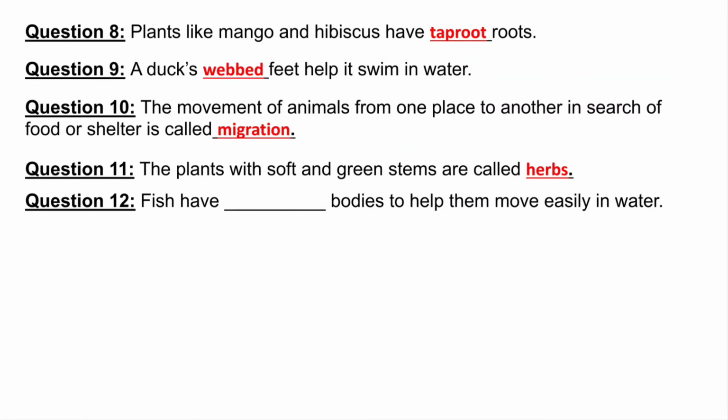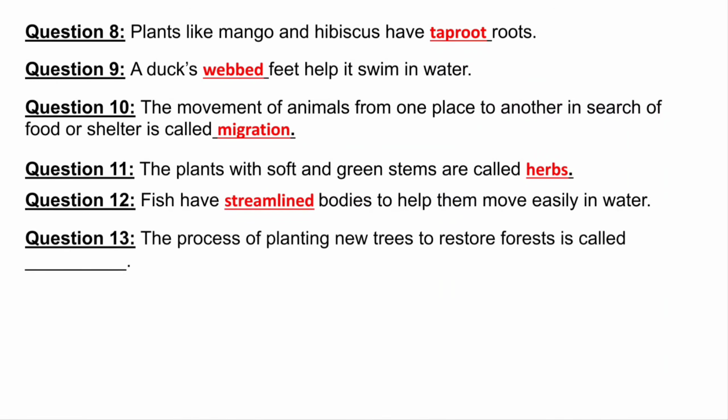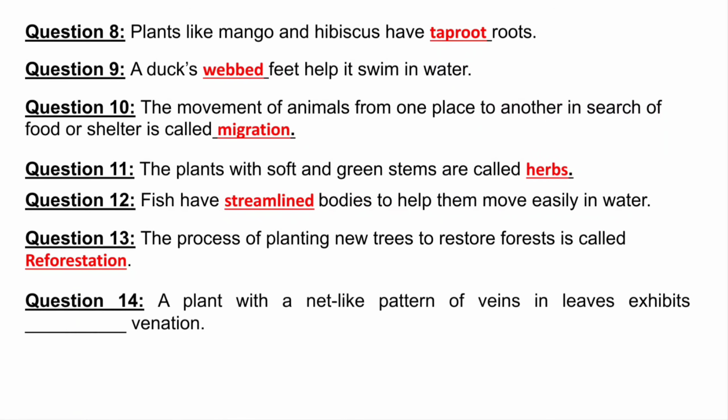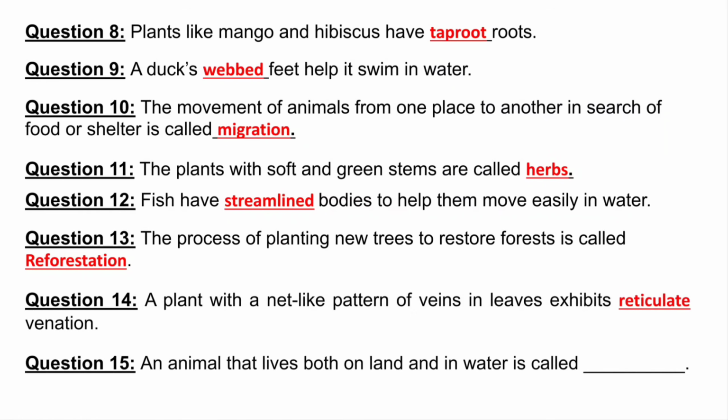Fish have dash bodies to help them move easily in water. What was the name of that structure? Streamlined bodies. Okay. The process of planting new trees to restore forests is called, what do we call that process? Reforestation. Okay, reforestation. Next, a plant with a net-like pattern of veins in leaves exhibits which venation? Reticulate venation.